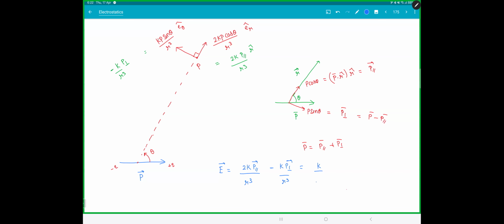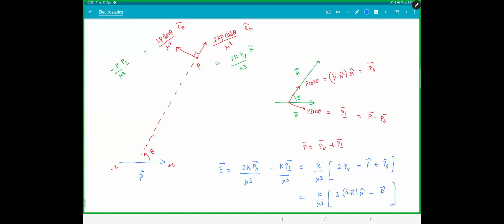If you just remove k by r cube, we will get 2 p parallel, which is 2 times p bar minus p perpendicular, which will be again minus p plus p parallel. That is why you are getting 3. You'll get k by r cube times 3 p parallel, which will be 3 p bar dot r cap into r cap minus p bar. That is the derivation. We got it in terms of vectors.